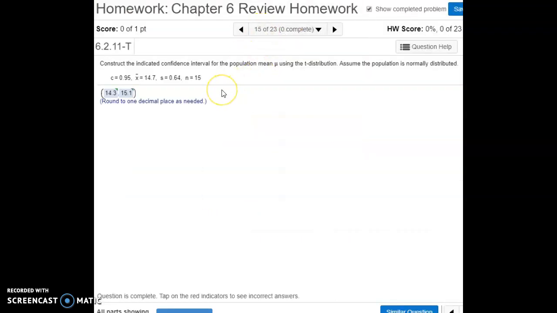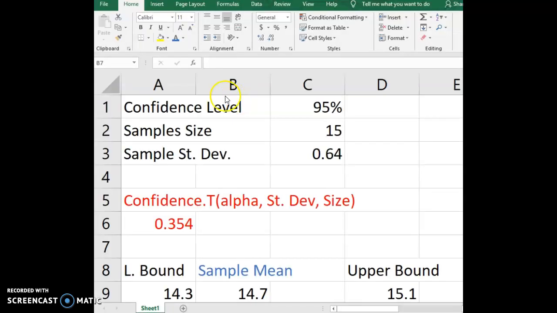And number 15, we're actually going to be constructing a confidence interval. We'll need to use the t-distribution because we do not know the population standard deviation. We're told the sample standard deviation, the sample mean, and the sample size, which we'll need, and we'll be constructing, in this case, a 95% confidence interval. So here's the formula we're going to use to get the margin of error, and we have to use the t-distribution because we do not know the population standard deviation. We just know the sample standard deviation.